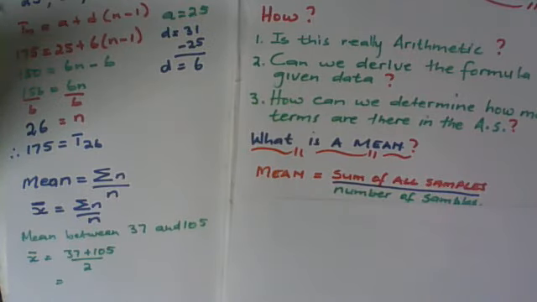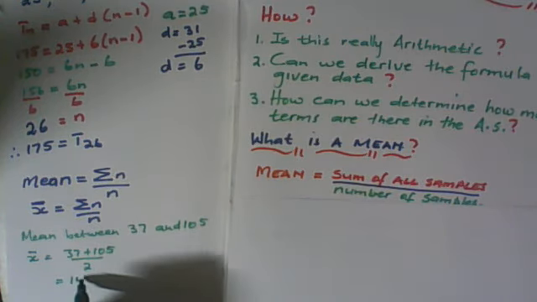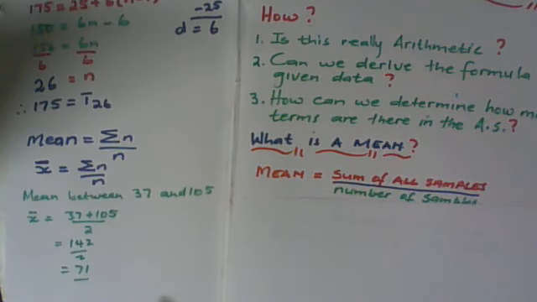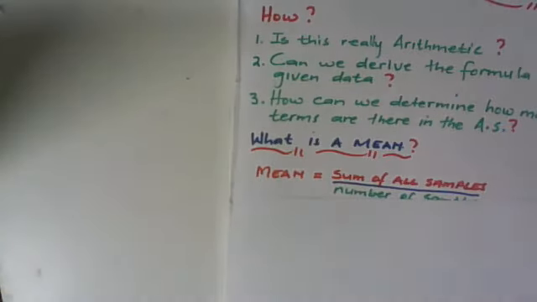Let's check. That will be 142 divided by 2, and that gives us 71. Therefore, our mean will be equal to 71. And that is how you are going to determine the mean between two terms. Guys, you are not only going to determine the mean between two terms. Let me show you another one.